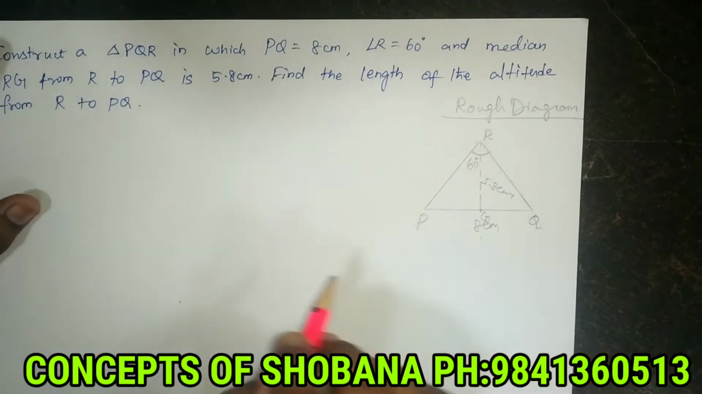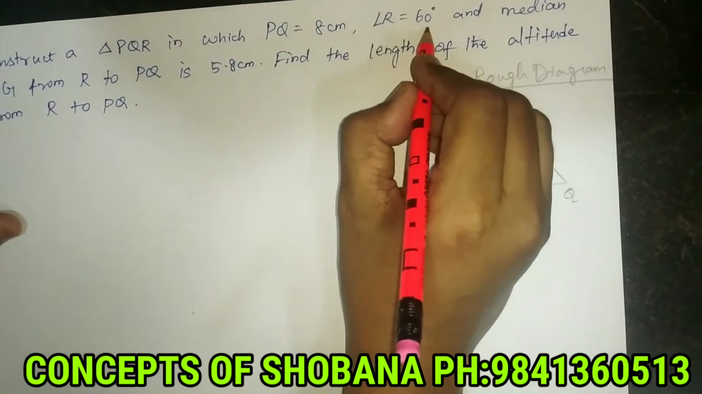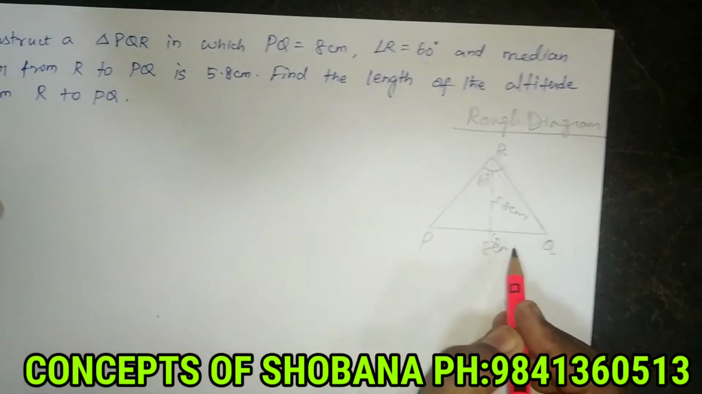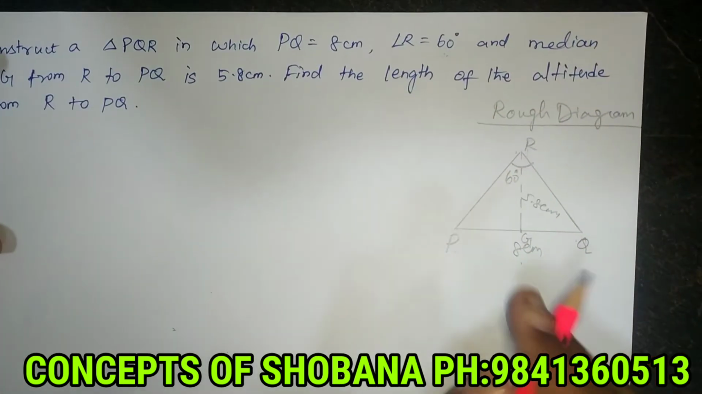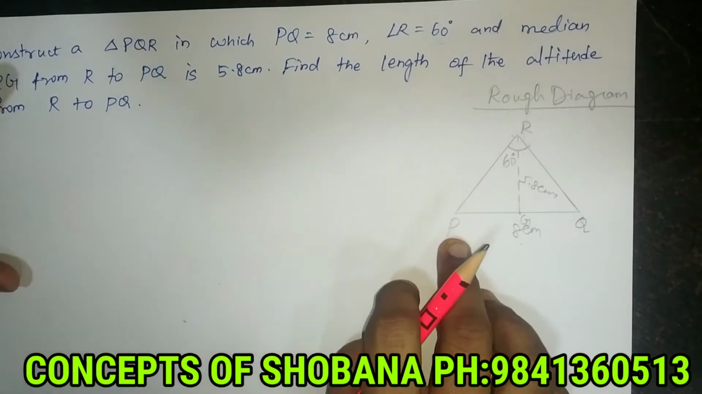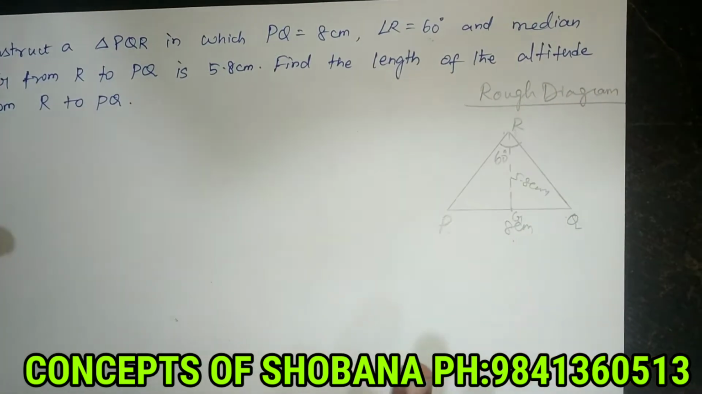So the triangle should be PQR. And also there is a clue here. R is equal to 60 degree, which means the vertical angle is 60 degree. So the vertical angle is 60 degree, you have to mark R. So in this figure, you have to draw the triangle as PQR.